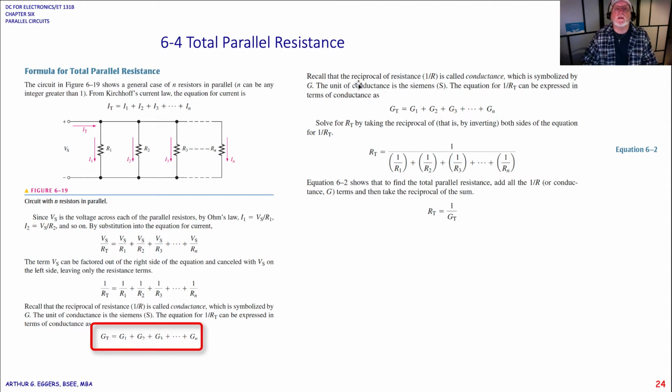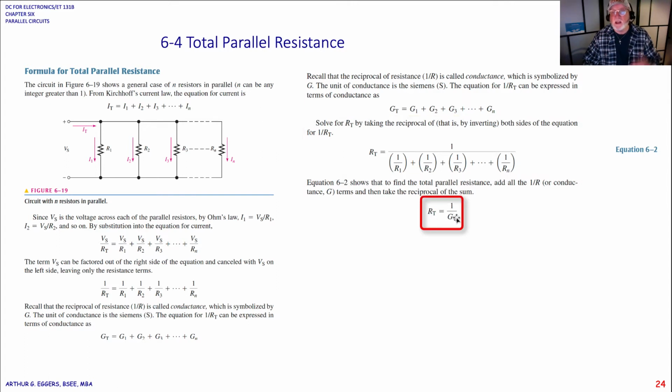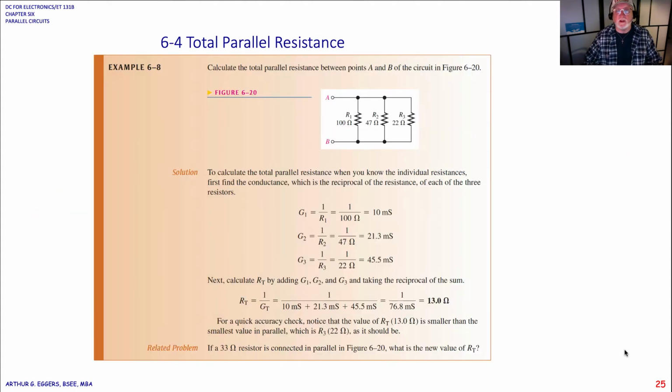So if we recall that the reciprocal of 1 over R is the conductance, then we can use that representation. Now, if we want to solve for the total resistance by taking the reciprocal, that is, by inverting both sides of the equation, then we can see that the total resistance becomes 1 over the sum of all of those values. So we can say that the total resistance is the inversion, or the reciprocal, of the total conductance.